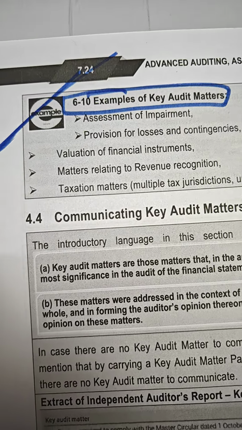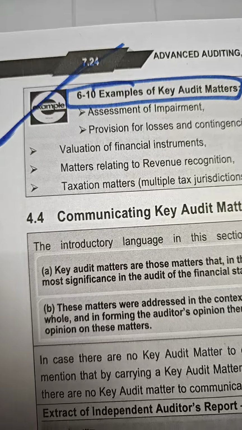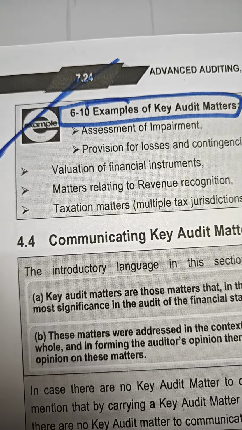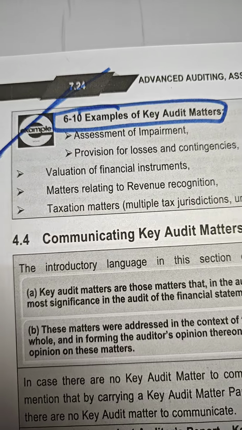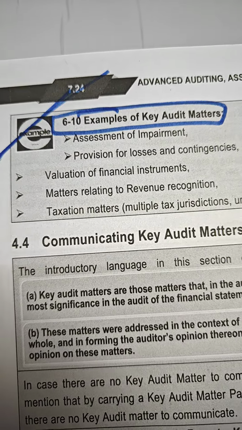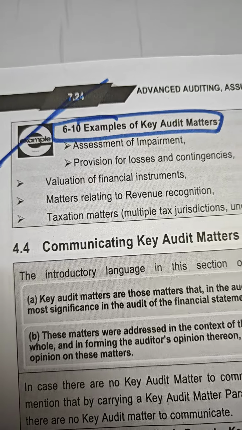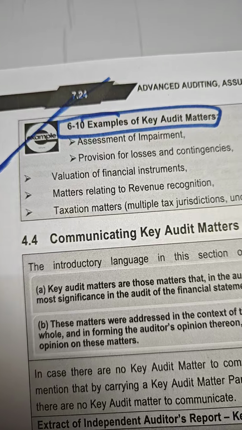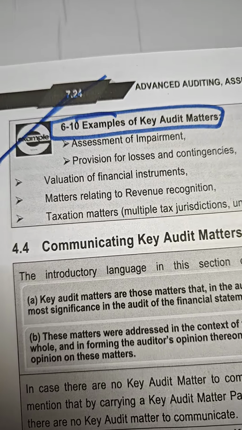What are the examples of key audit matters? Key audit matters are mostly related to financial matters: assessment of impairment of goodwill, provision for losses and contingencies, valuation of financial instruments and matters relating to standard valuation, matters related to revenue recognition, and tax matters and jurisdiction. These are the examples of key audit matters, and they were asked in the MCQ in the September 2025 attempt.